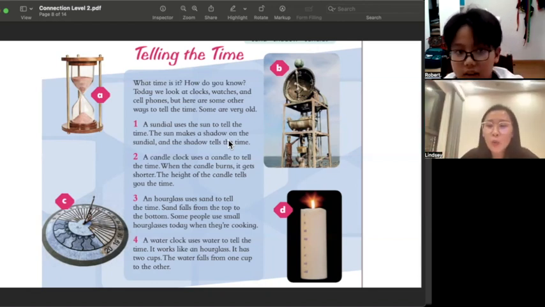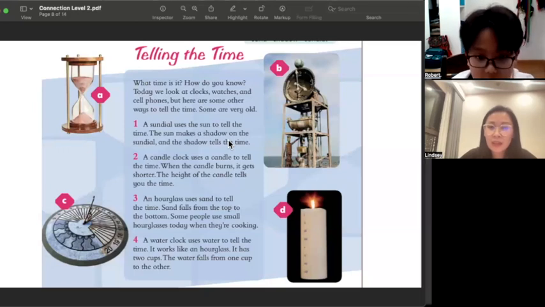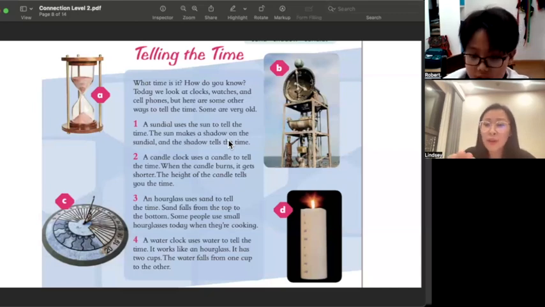So today, what do we look at to tell the time? Today we look at clocks, watches, and cell phones to tell the time. That's right. I often look at my computer and also my cell phone to tell the time. How about you? What do you look at to tell the time? I look at my iPad and my mother's phone and clocks to tell the time.